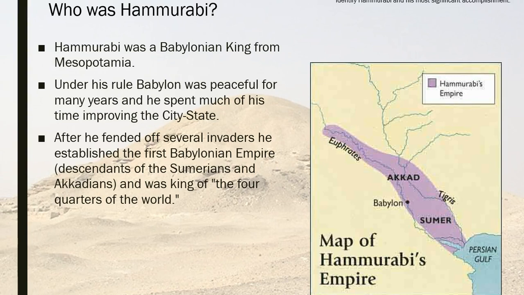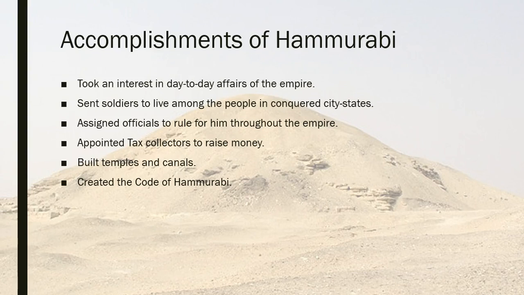Now under his rule, Babylon was very peaceful for many years, and he improved the city-state a lot. And he actually made it the capital of his empire because he was able to invade these areas and take over this land that's in purple on the map. And then Babylon he made to be the capital of his empire. Now here are some of his accomplishments. He did take an interest in day-to-day affairs.